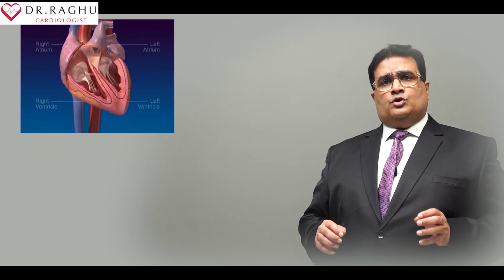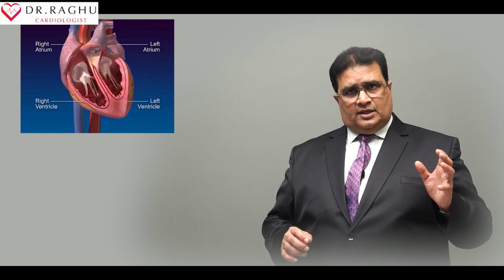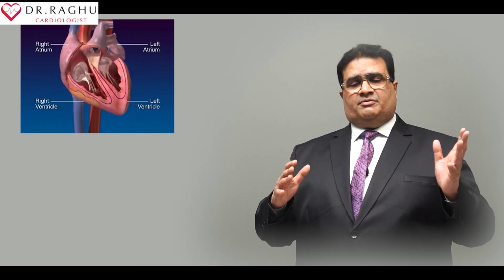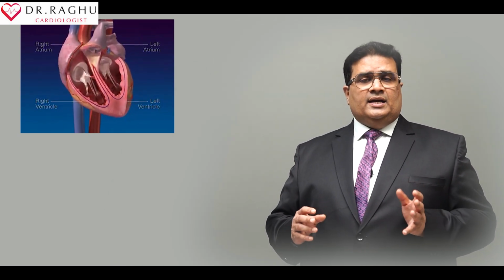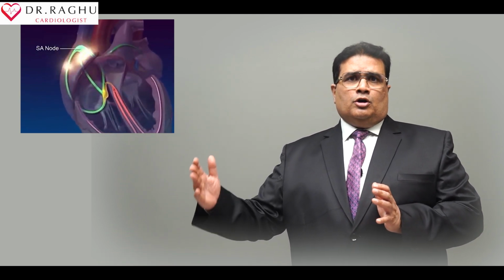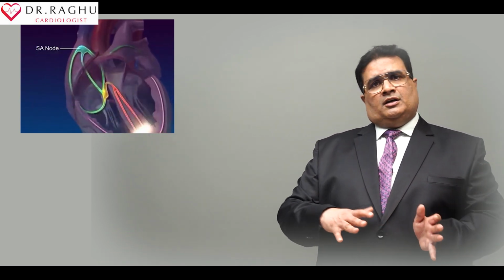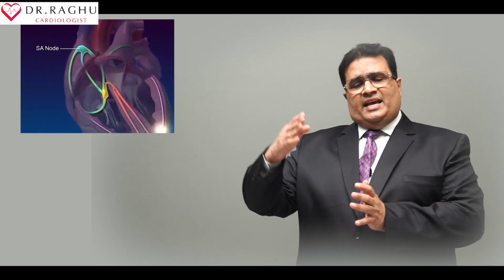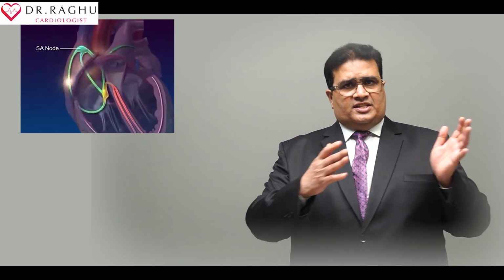The electrical circuit starts in the upper chambers of the heart, traverses through the upper two chambers, that is, the atria, and reaches the junction between the upper and the lower chamber, the atrioventricular junction. From there, it passes down and activates the left-sided ventricle, or the left-sided lower chamber, first, followed by the right-sided lower chamber, or the right ventricle, later. So, this is the normal sequence of the electrical conduction of the heart, as you can see in the picture.